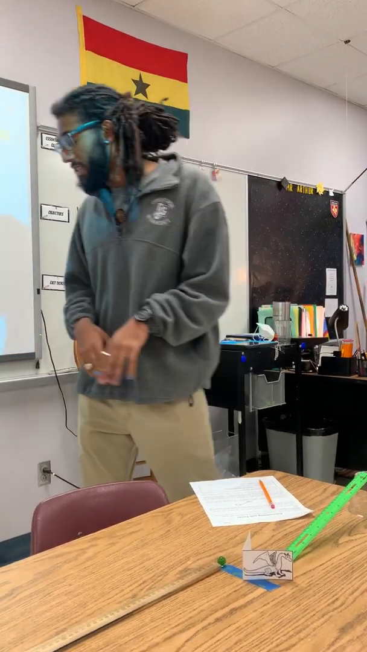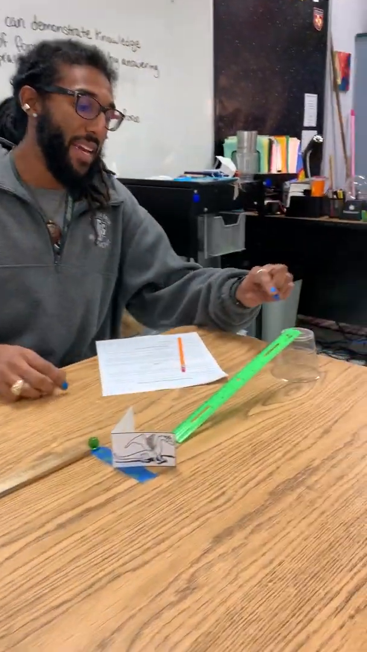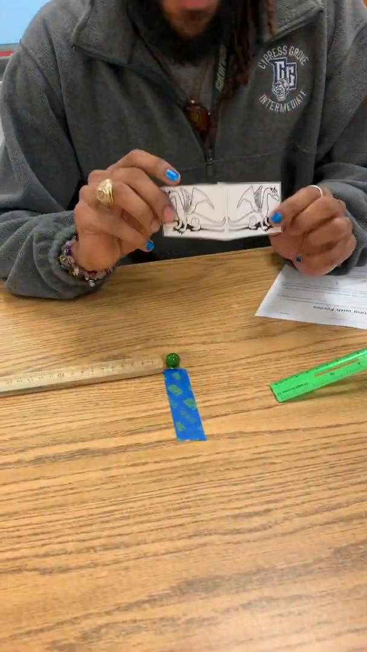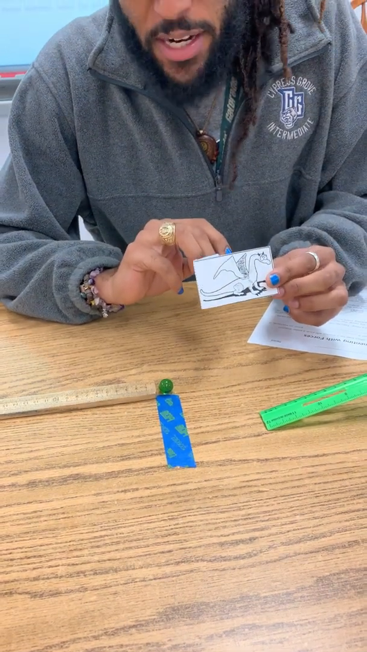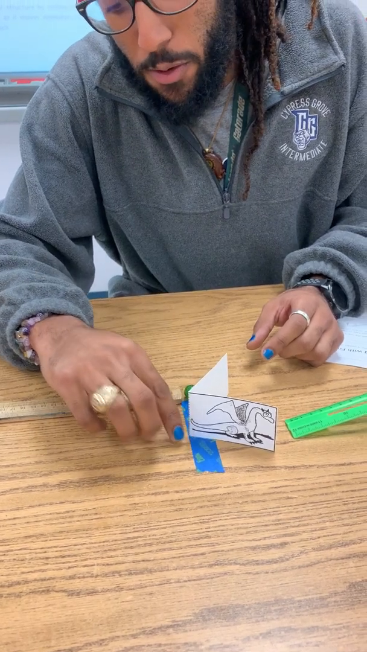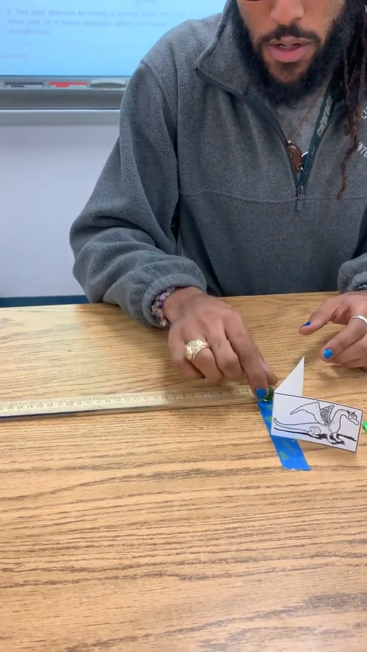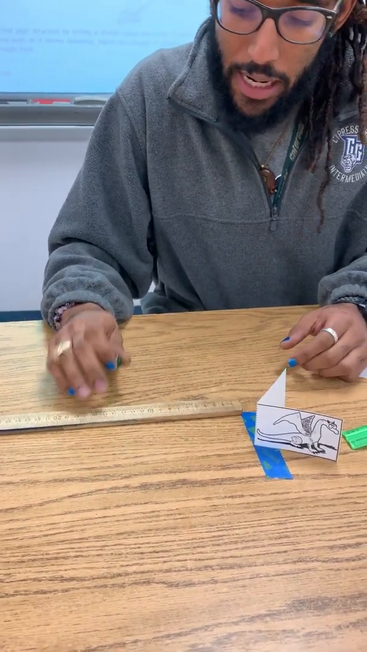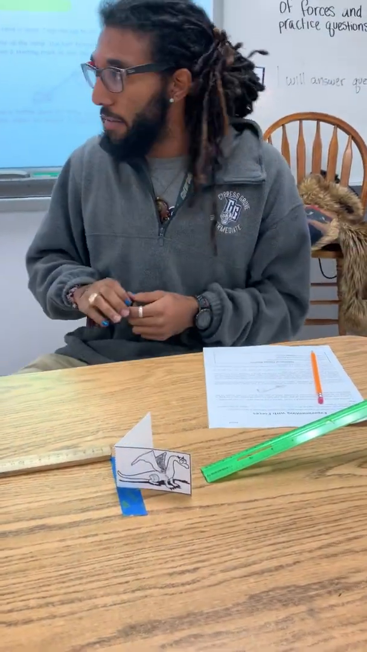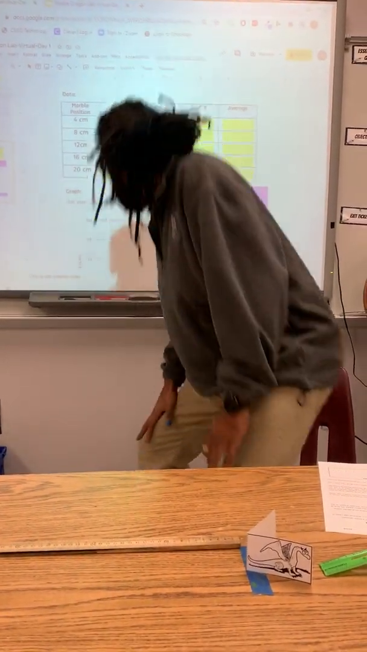Our supplies for today's lab include a ramp made out of a ruler, a plastic cup, and a paper dragon to measure how far it travels. We're using a piece of tape to mark our starting point, so we start at the same point every time. And last but not least, a marble and a meter stick to measure the distance that our dragon moves, right? After we have everything set up, I'm going to switch to our lab report.